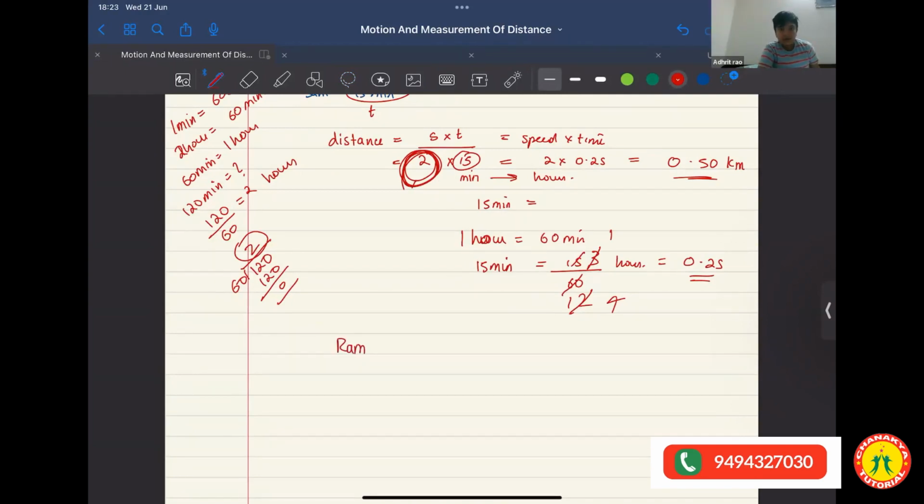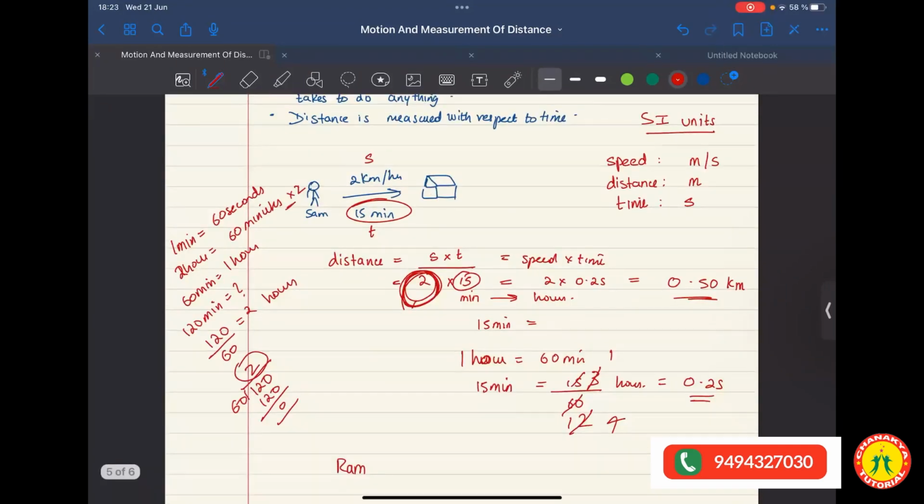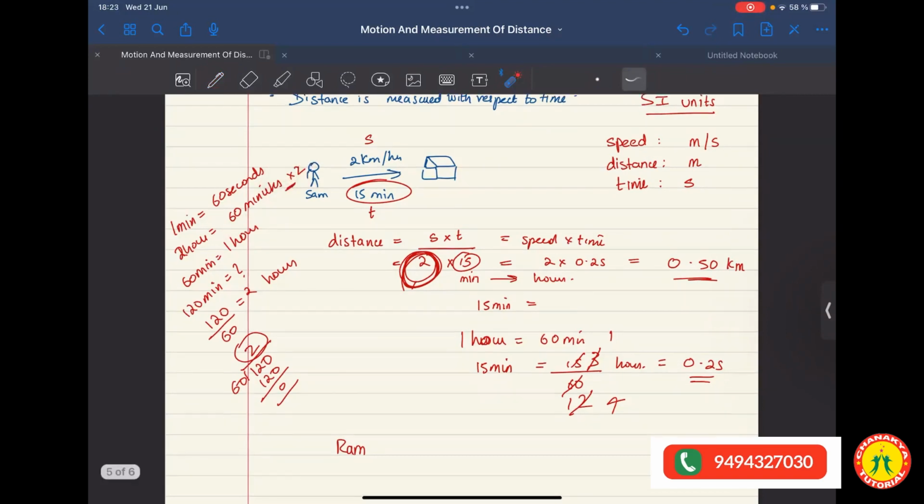Ma'am, actually, it is 2 hours equals to 120 minutes. Ma'am, it's showing 60 minutes. Okay, okay. I wrote into 2 over here. Can you see? Yeah, Adrit, I've written into 2. Okay. Into 2. 60 into 2.